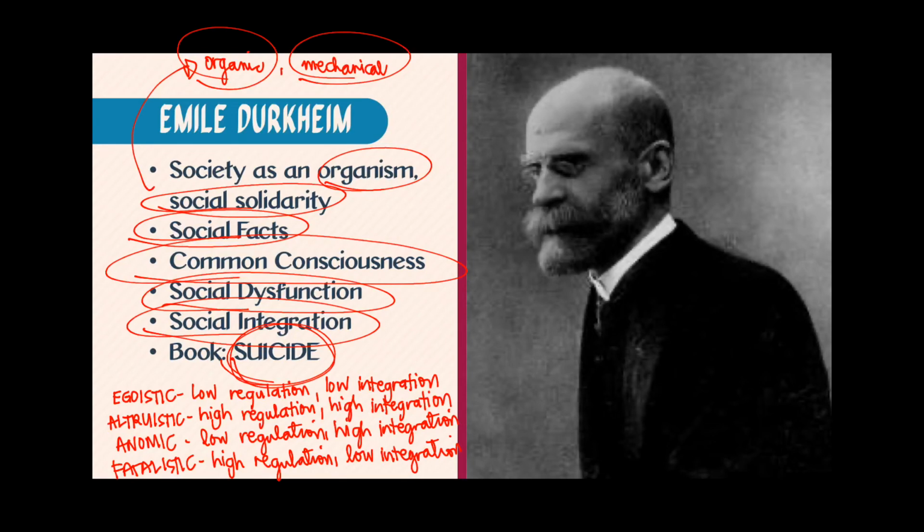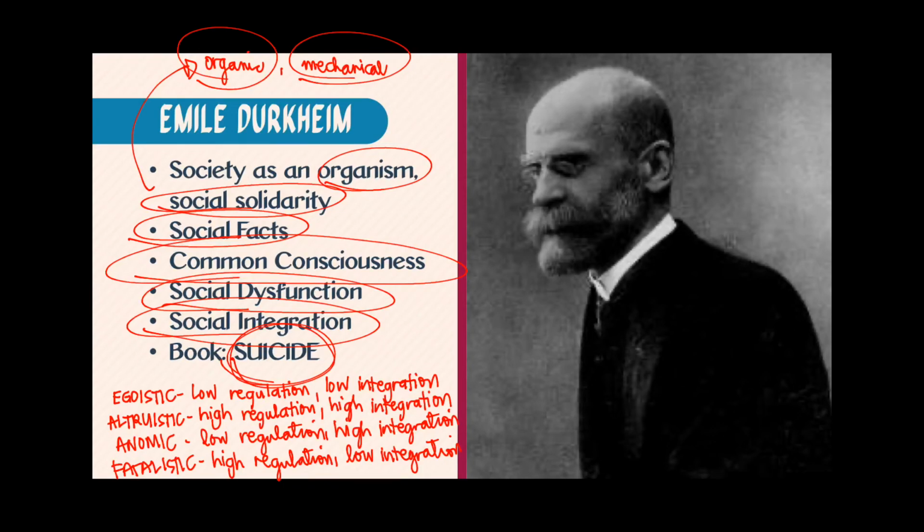So the first type is egoistic suicide. Egoistic suicide is when there's low social regulation and low integration. So these are the people who feel that they don't have control over their lives and they are disconnected from other people in society. And this is basically the common type of suicide that we see, that they have lost their hope in life and they don't have social support.